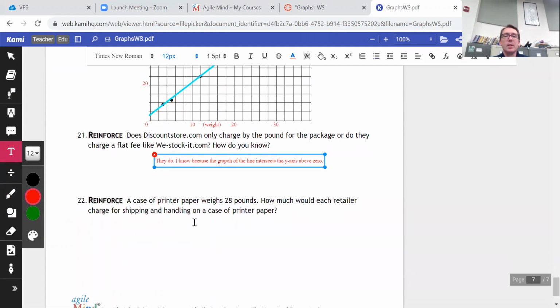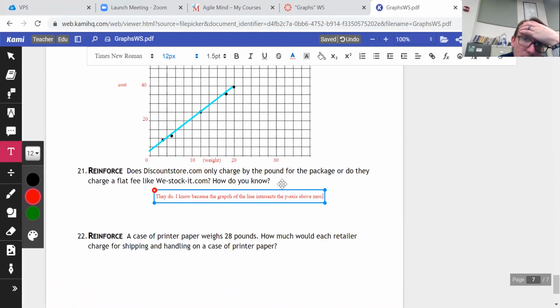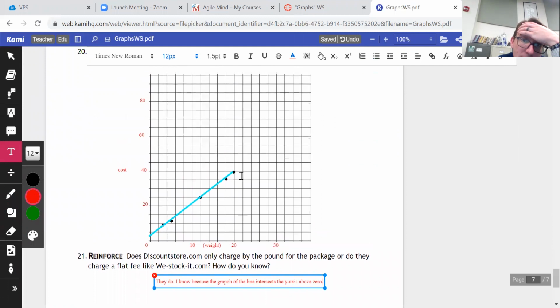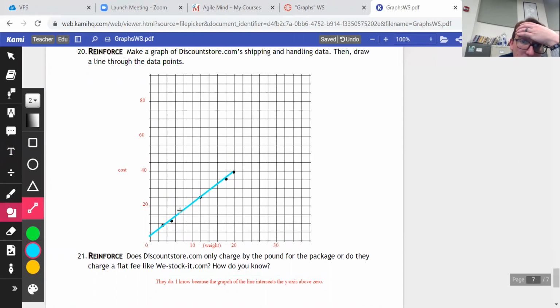And that's it. Okay, case for printing paper weight. A case of printing paper weighs 28 pounds. How much would either retailer charge for shipping and handling of the printer paper case? 28 pounds. So let's see. How could I do that? Well, I might want to look at this. I'll make my line go a little bit further. That wasn't a very good line.